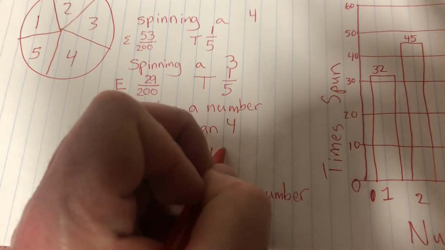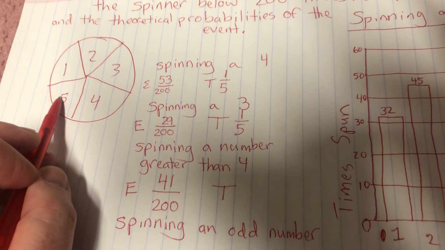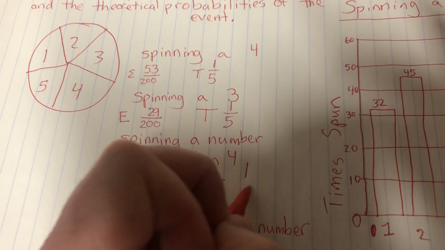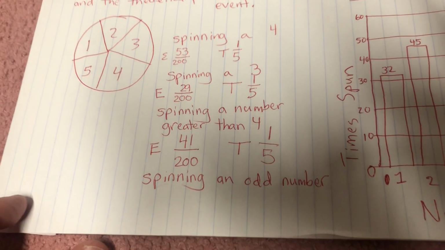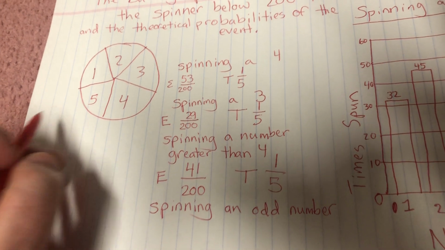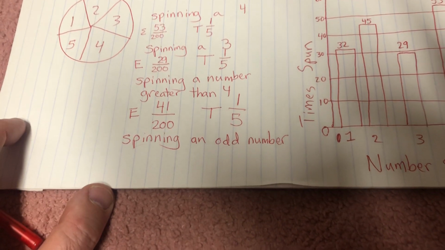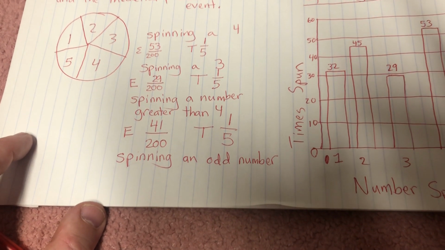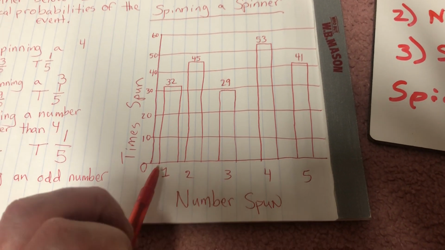The theoretical probability, once again, the only number greater than 4 is 5. So there's only one favorable outcome. There's only 5 possible outcomes. So once again, the theoretical probability is 1 over 5. Spinning an odd number. Well, spinning an odd number. The odd numbers on the chart are 1, 3, and 5.